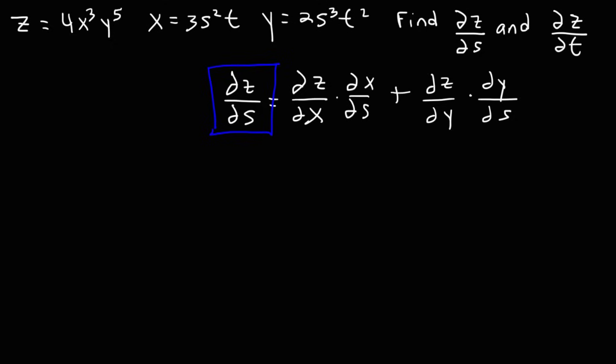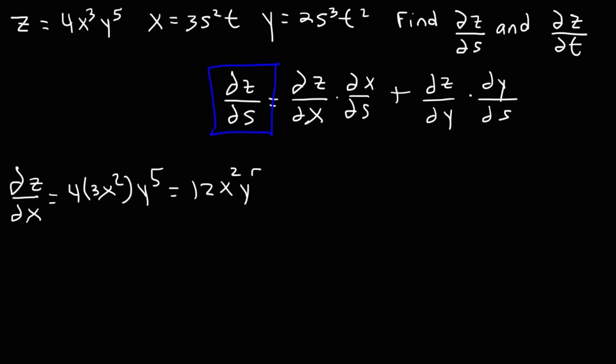So let's begin. Let's start with this one. The partial derivative of z with respect to x. We're going to treat y as a constant. We're going to differentiate the x part. The derivative of x cubed is 3x squared. So we have 4 times 3. This is going to be 12x squared y to the 5th power.